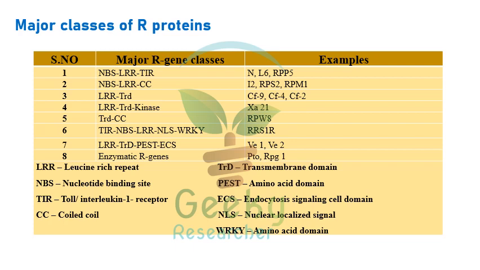LRR means leucine rich repeat. NBS means nucleotide binding site. TIR means toll interleukin 1 receptor. CC means coiled coil. TRD means transmembrane domain. PEST means amino acid domain. ECS means endocytosis signaling cell domain. NLS means nuclear localized signal. WRKY means amino acid domain. So these are the full-fledged terminologies for what we mentioned about resistant genes or proteins.